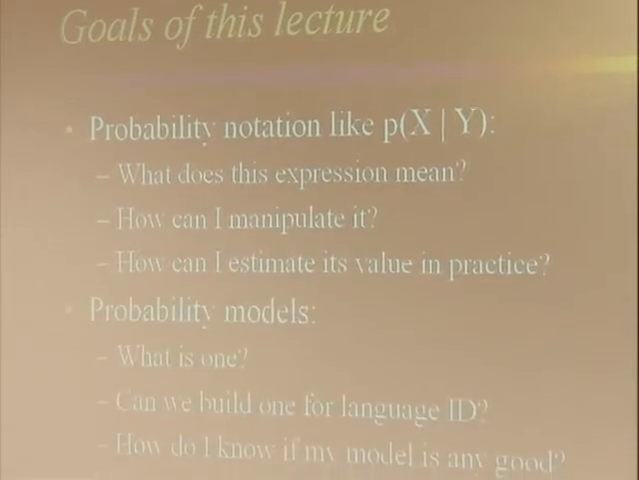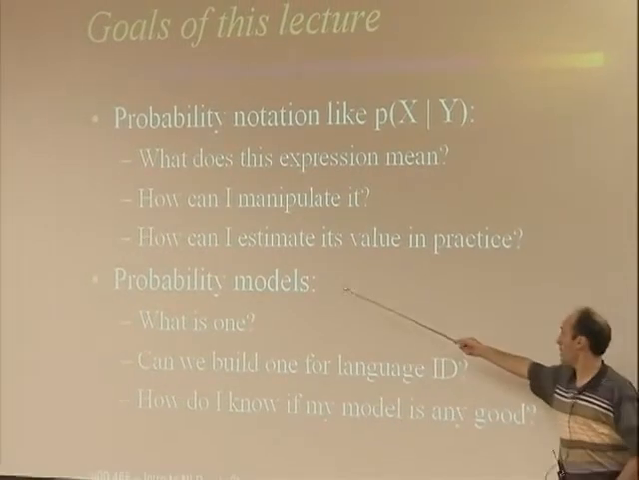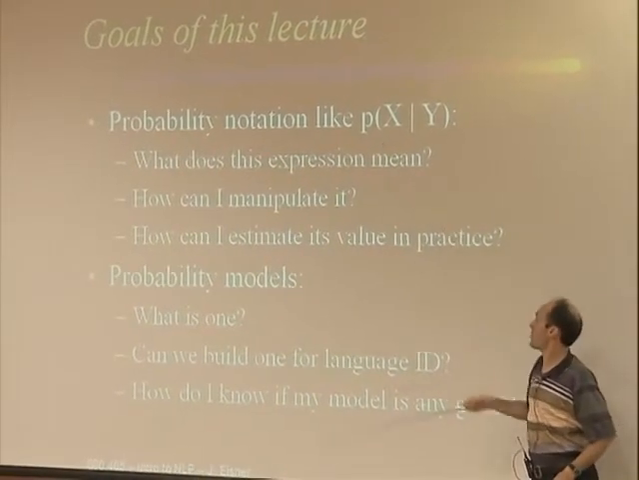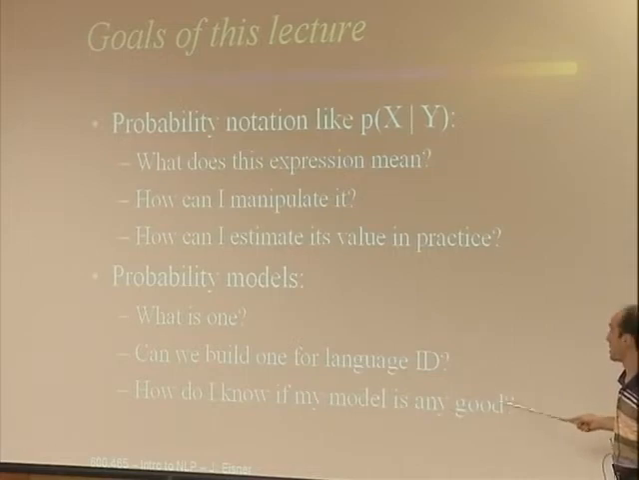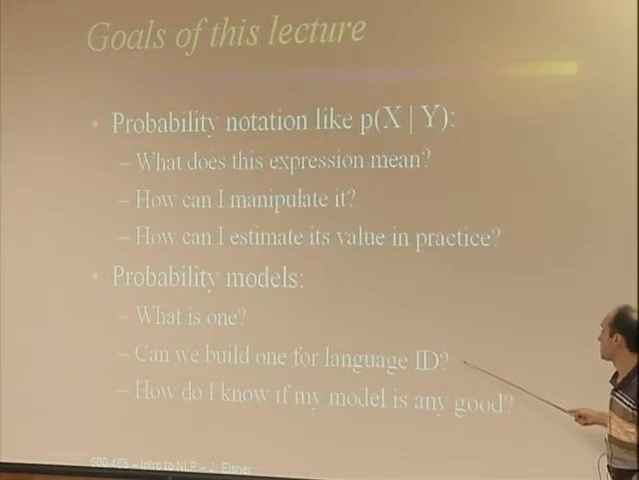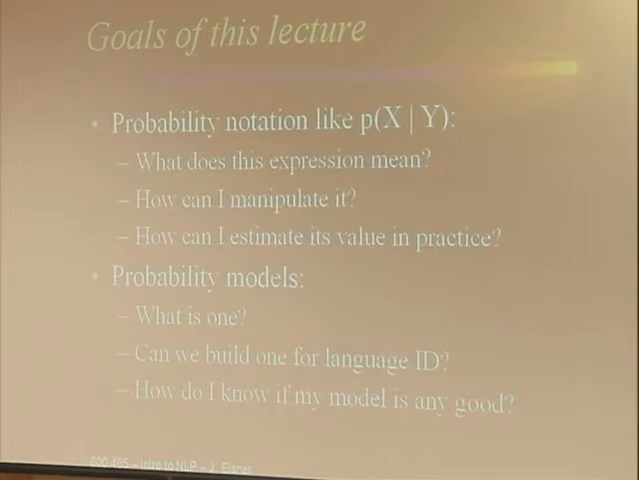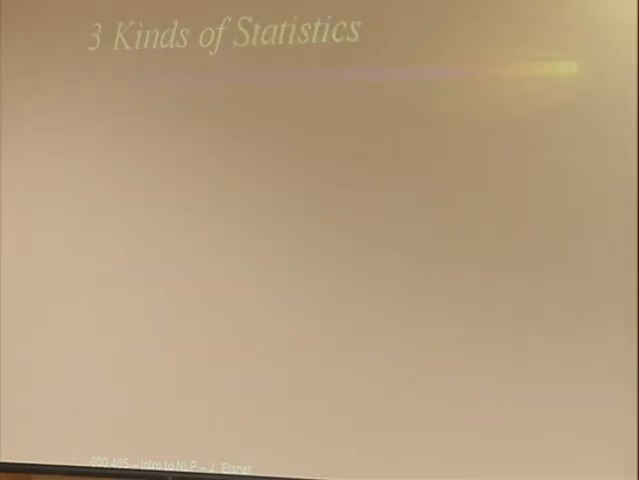Okay, so that's the notation. And then I want to talk about probability models, which define this function p. So what do we mean by a probability model? We've been talking about language identification. So how would we actually do that? And then how would we evaluate to find out if the model's any good?